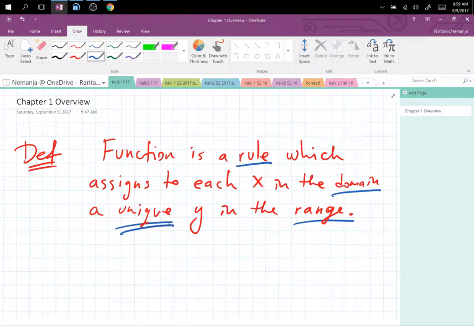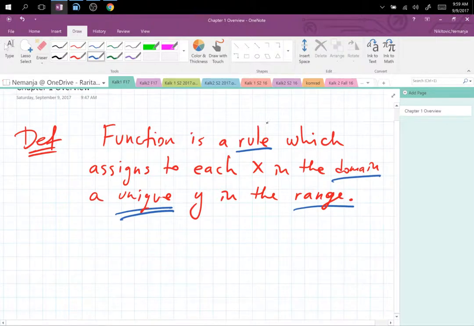So the word rule is an equation or a formula. That's what the word rule means. Domain is input. Range is output. And the word unique, as I said, is the carrier of the entire definition.